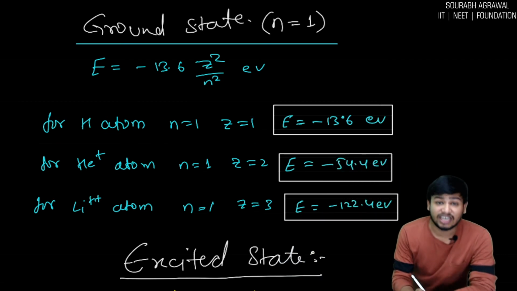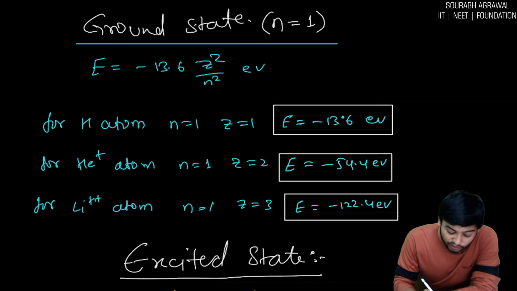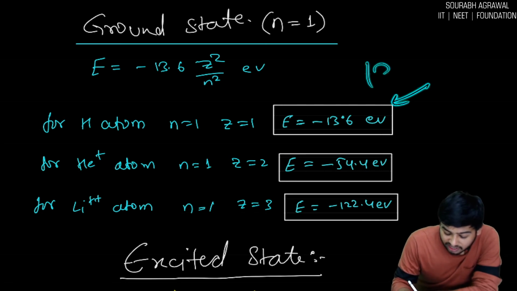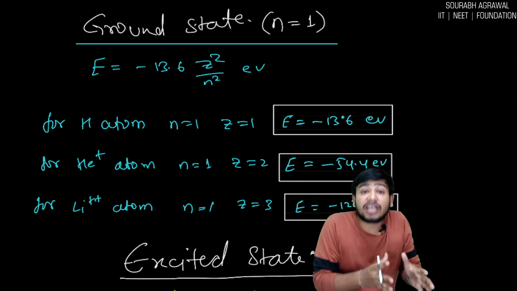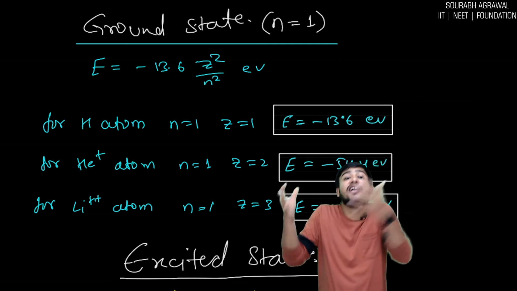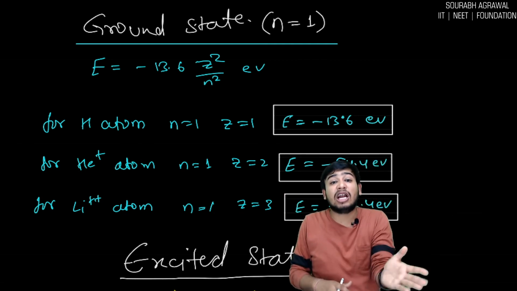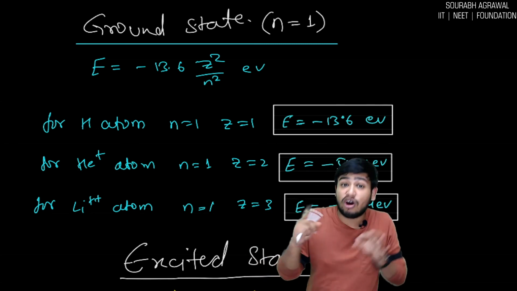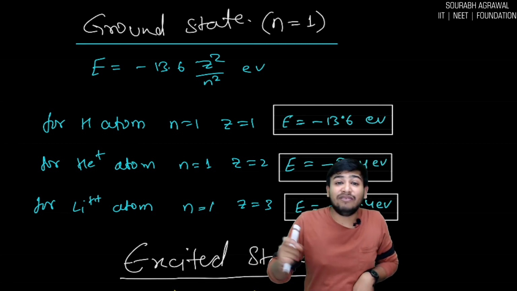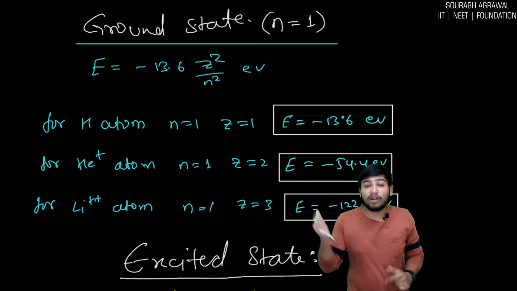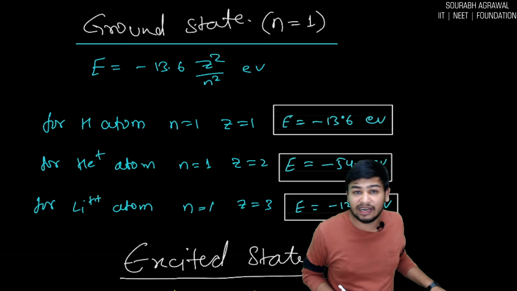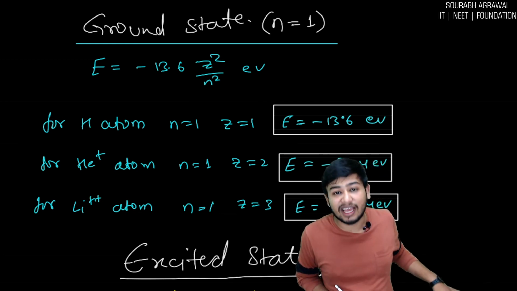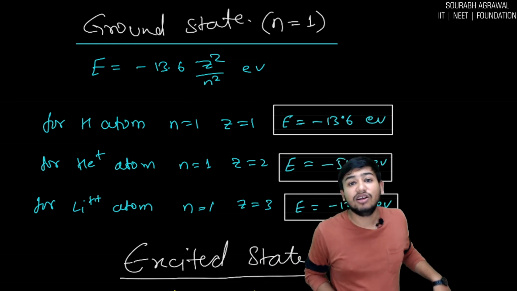Now z is 1 for H atom, so when you put 1 instead of z and 1 instead of n, what will you get? Minus 13.6 eV. That means for H atom in the ground state, total energy is minus 13.6 eV, not joule. The unit is eV, electron volt. If you want it in joule, just multiply it by 1.6 × 10^-19. Then you will get it in joules.